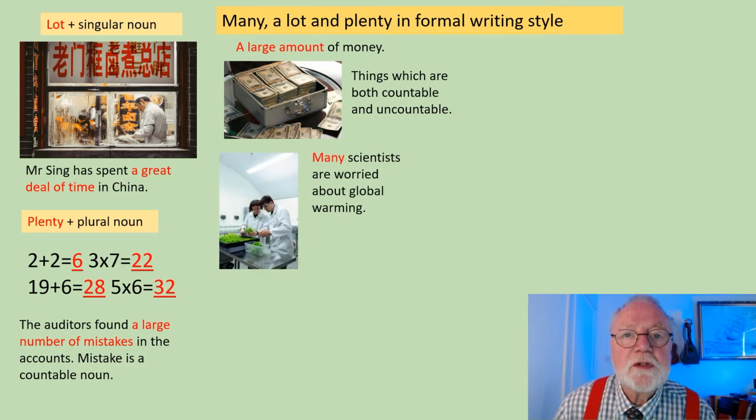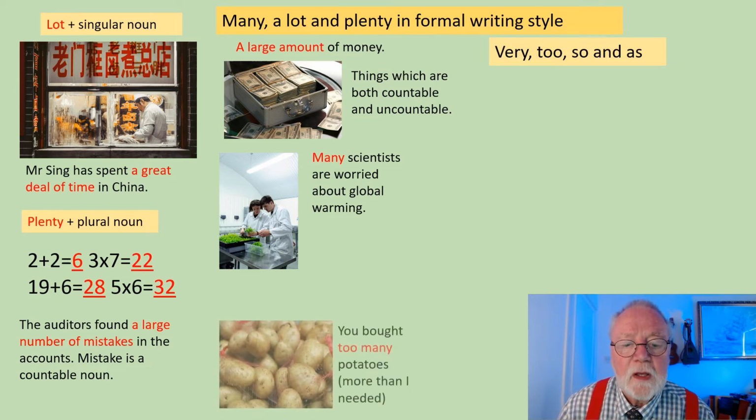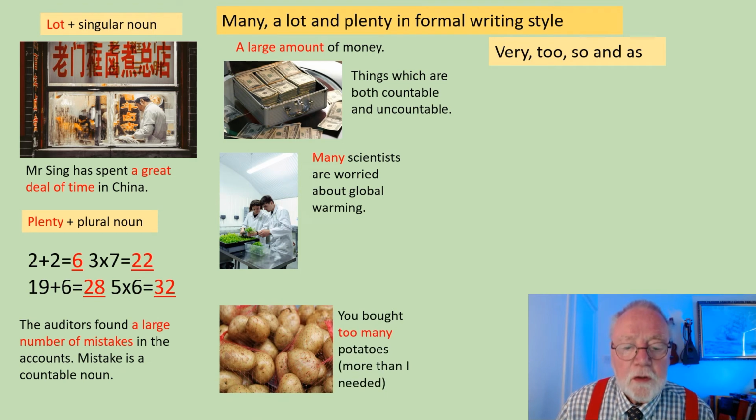Many is a useful word to introduce a sentence in your writing. Again, it doesn't tell us exactly how many in a number, it just refers to a large amount. Many scientists are worried about global warming. And we can add to those very, too, so and as. For example, you bought too many potatoes. In other words, more than I wanted.